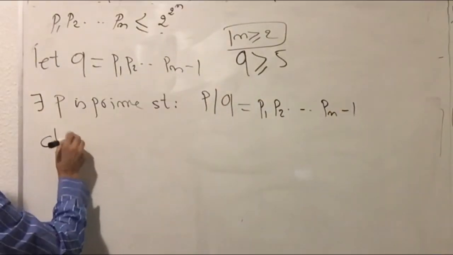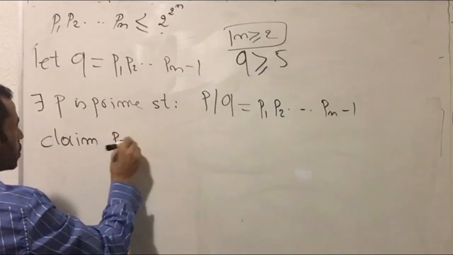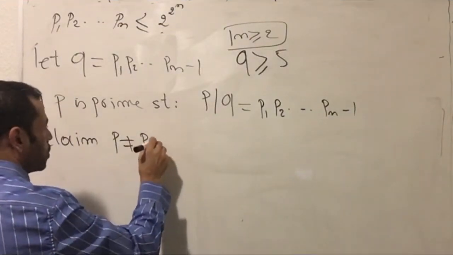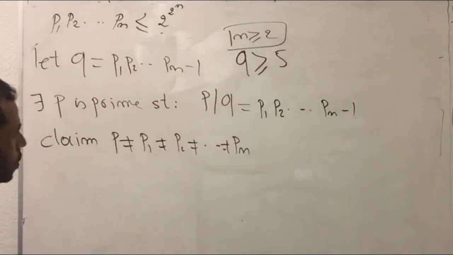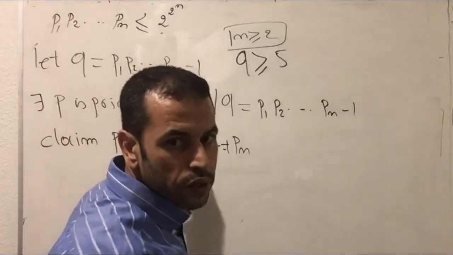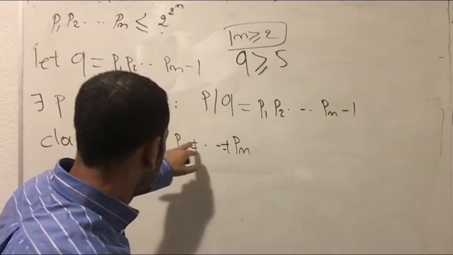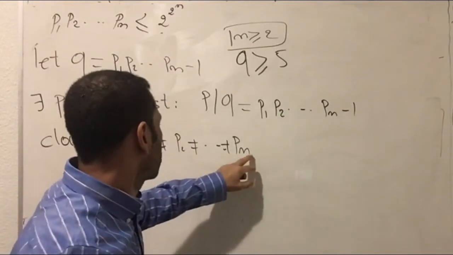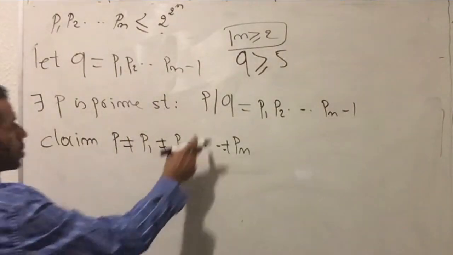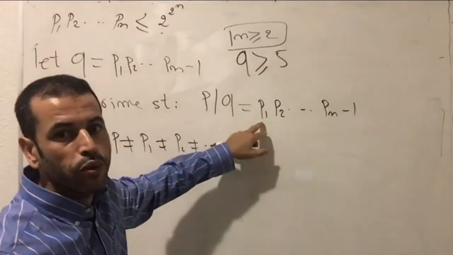Okay, P is not equal to P1, P2. I'm going to prove this P is not from P1 through Pn. P is a prime, and also P1, P2 are prime numbers as well. So since P divides Q, what does this mean? This means Q is a multiple of P.